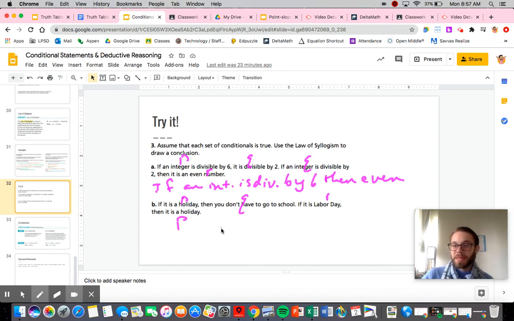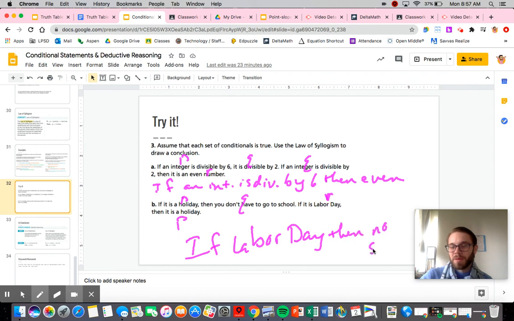However, if we were to rearrange this, you might see a little bit more clearly, right? If it is Labor Day, then it is a holiday. If it is a holiday, then you don't go to school. So I do take back that you can't conclude anything. You can actually conclude something. You just have to rearrange it, right? Because we have both a P and a P here, and one is a hypothesis, and another is a conclusion. So we could rewrite it, and we could say, by the law of syllogism, if Labor Day, then no school.